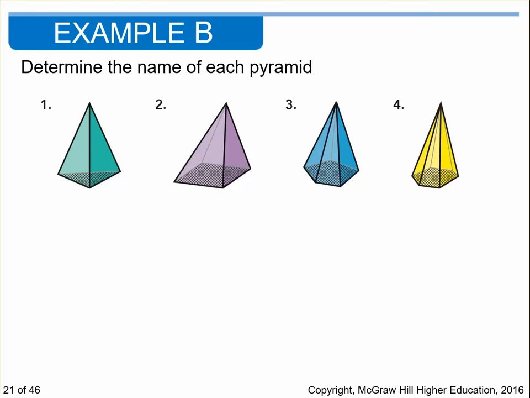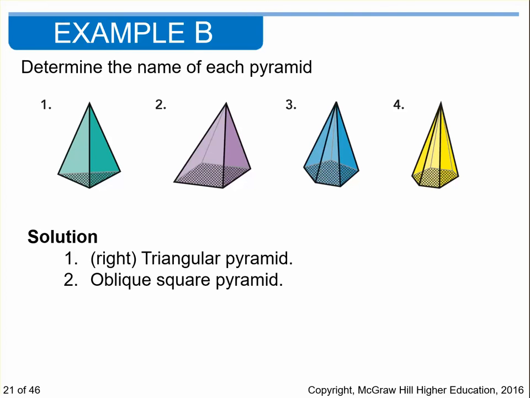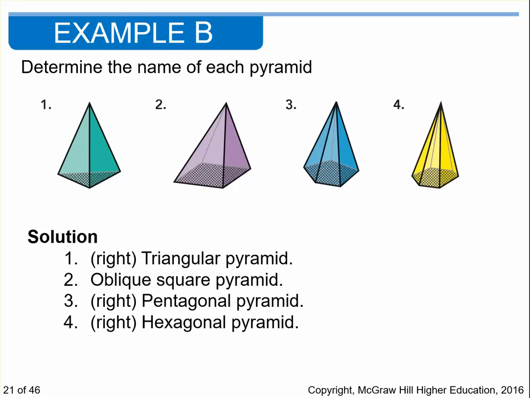So take a moment, let's see, can you determine these pyramids? Yep, that first one's a triangular pyramid. Oblique square pyramid. Pentagonal pyramid. And how many sides does that last one have? Hexagon, so 6.